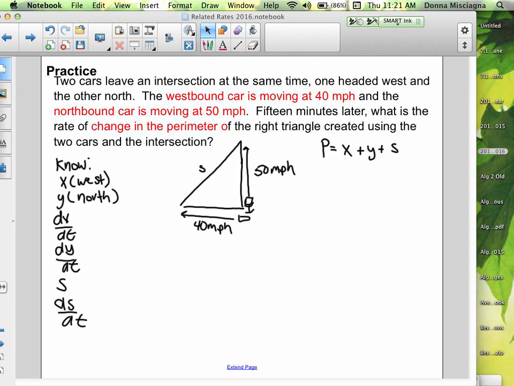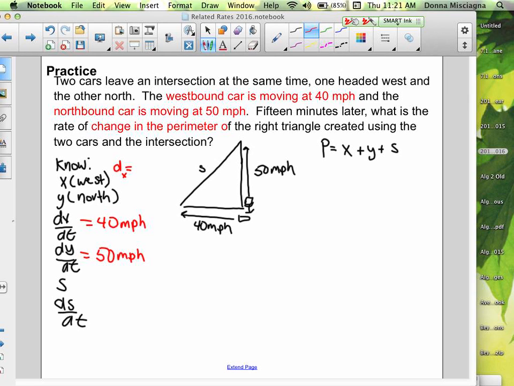All right, let's see what we know. We clearly know dx/dt is 40. And dy/dt is 50. X and y we can figure out by looking at the speed of the cars and how long they're traveling, right? So our distance, our horizontal distance, I'll just put d for distance, and I'll put a little x, because it's the horizontal distance, is just the rate times the time, right?